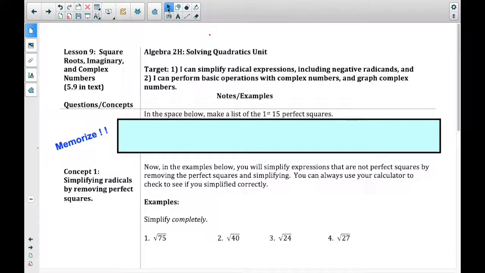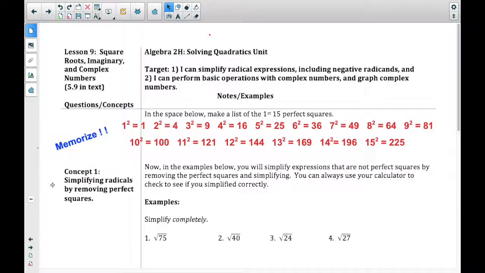knowing perfect squares. You ought to be familiar with all of the perfect squares. What I want you to do right now is, in this space, make a list of the first 15 perfect squares. In other words, 1 squared equals 1, 2 squared equals 4, 3 squared equals 9, and so forth. And go all the way up to the number 15.